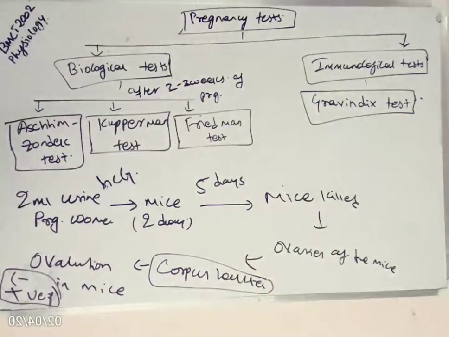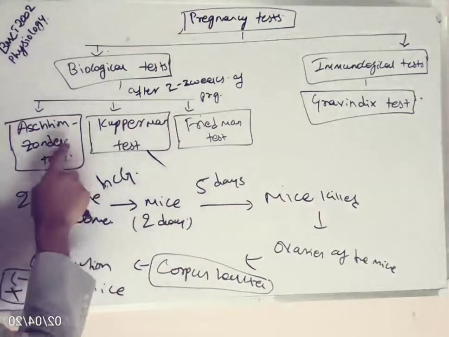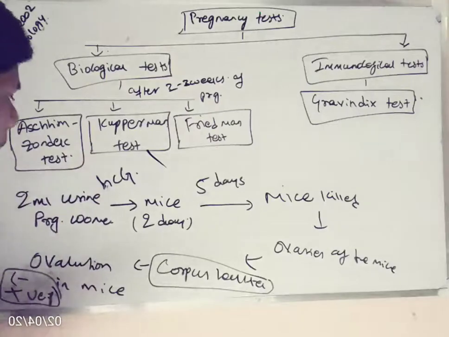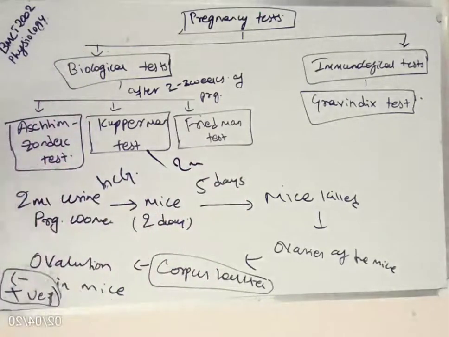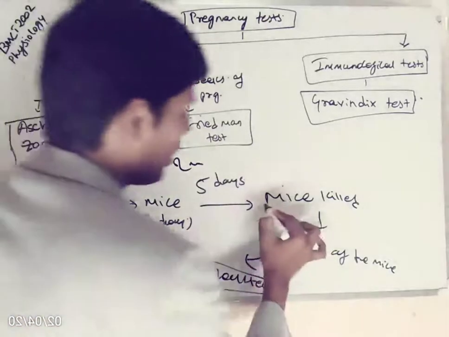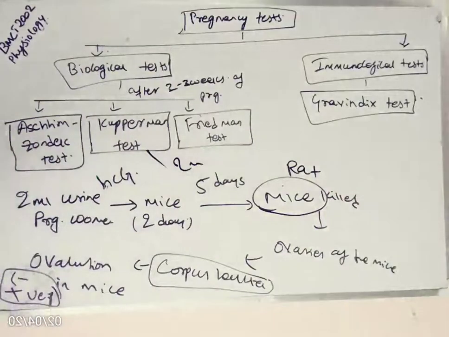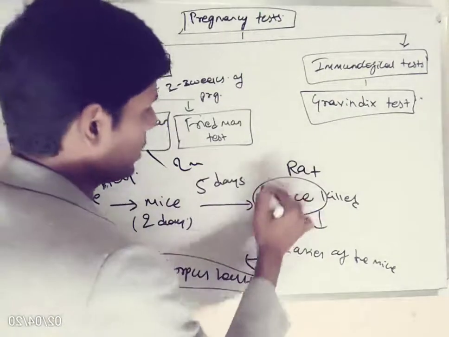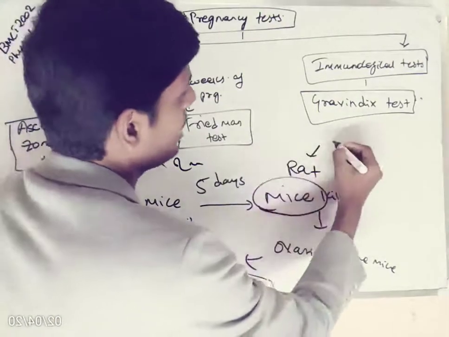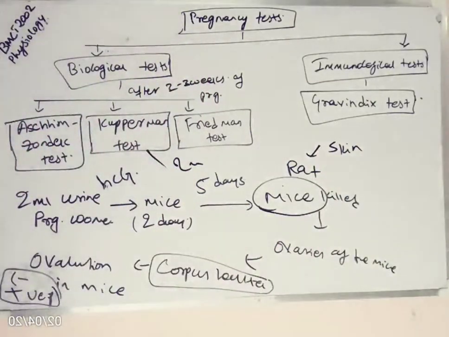Then Copperman modified the Aschheim-Zondek test. He also took 2 ml urine, just like the Zondek test. Now instead of mice he used rat, and he injected the urine subcutaneously. He injected urine into the skin of the rat, and he waited for 2 days.